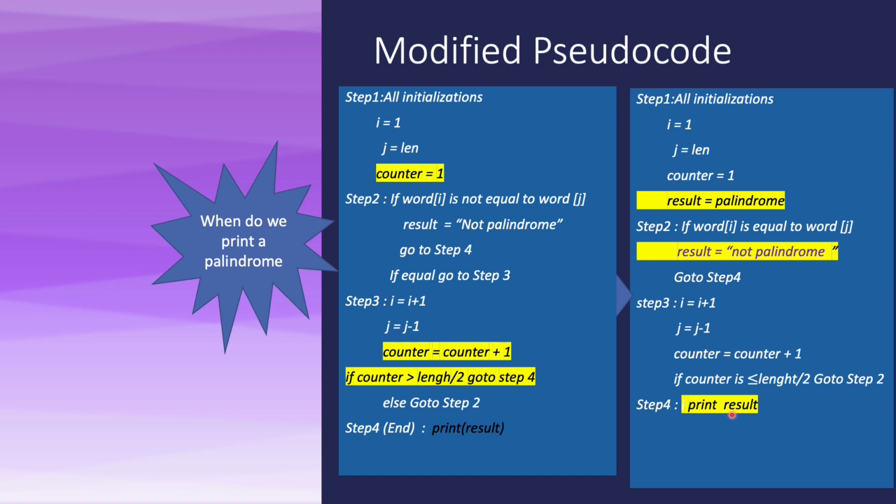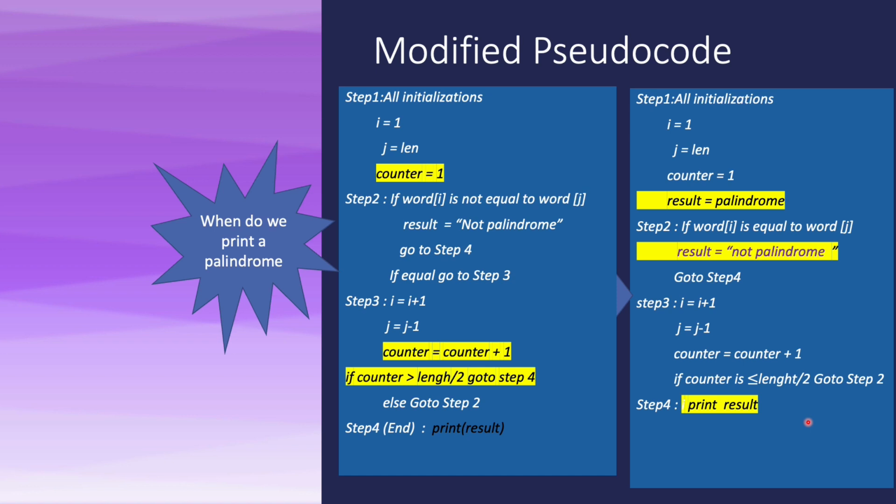Okay, so this is one of the Boolean variables we can use here as well. We can say palindrome as true here, and if the letters are not matching, we can say palindrome as false. And in step 4, if palindrome is true, we write it's a palindrome, or else we write not a palindrome.